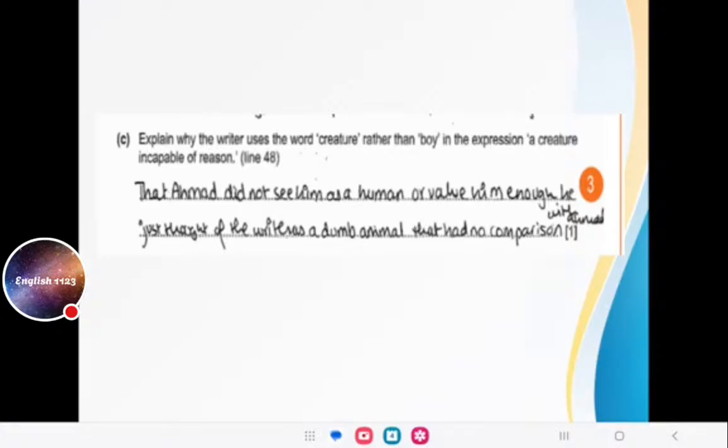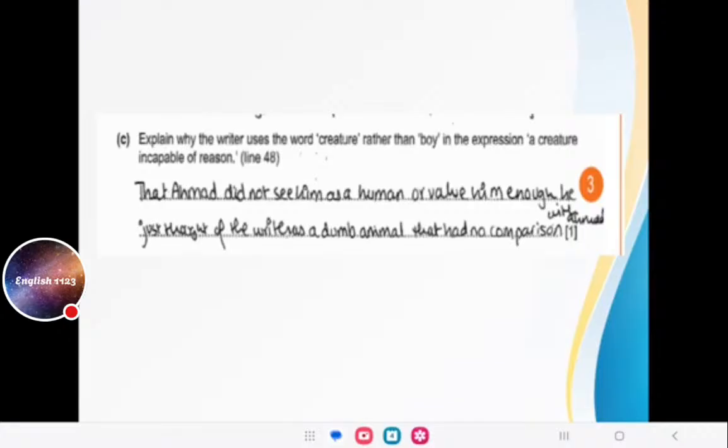Explain why the writer uses the word creature rather than boy in the expression a creature incapable of reason. Line number 48. So here the writer has used a creature incapable of reason. Why didn't the writer say that he was a boy incapable of reason? So why is he using the word creature here rather than boy? We will think about when we use the word creature, when we use the word animal, and when we use the word human or boy. If we choose to use the word creature for someone, what kind of message is the writer conveying to us by using it here?